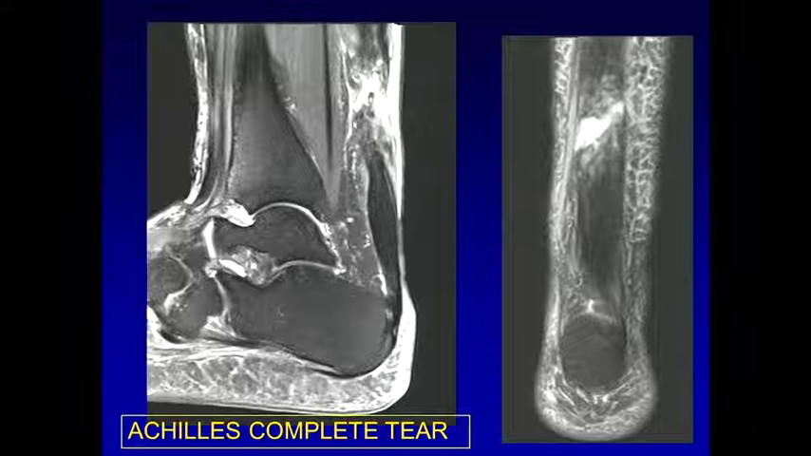Here we have a complete tendon tear. When you see a complete tendon tear, you need to see the size of the gap, as we see here. You need to say something about the status of the opposing soft tissue tendon fragments.